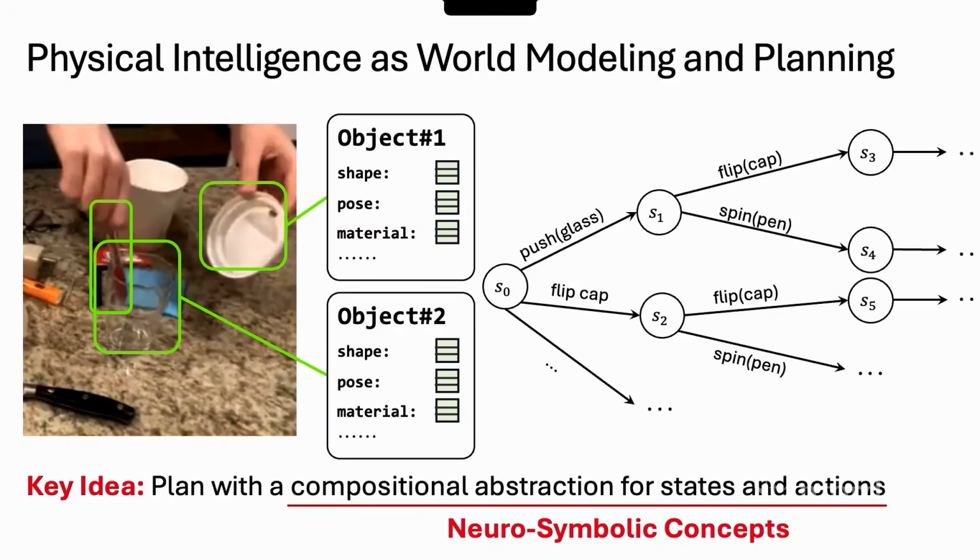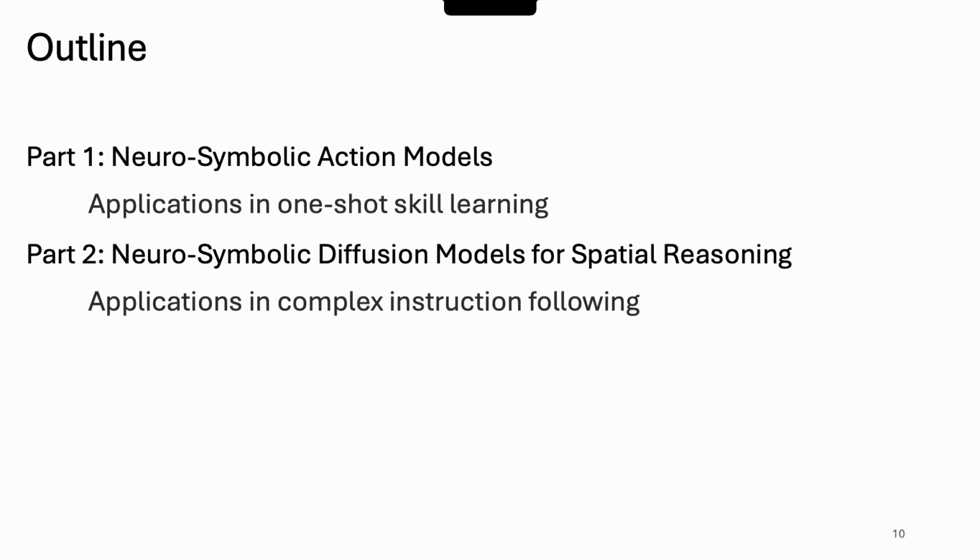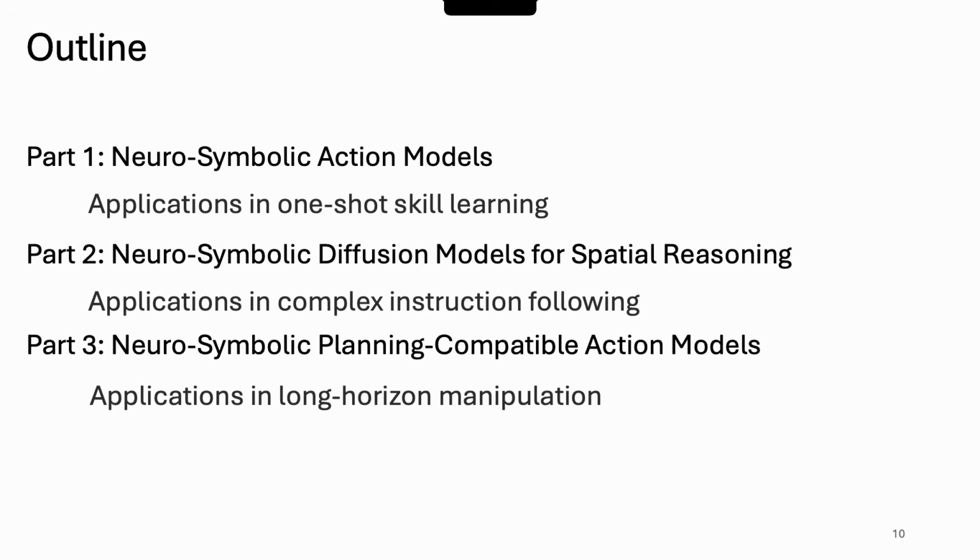So, all of this is a bit abstract, but now I'm going to talk to you about the details and the more technical contents. The entire talk is outlined as follows. I'm going to first introduce some basic ideas of neuro-symbolic action models with applications in one-shot skill learning. And then we're going to add more reasoning into it, in the language space and about spatial reasoning, with applications in more complex instruction following. And then finally, we're going to talk about how we can build neuro-symbolic planning-compatible action models with applications in long horizon planning. So now let's get into the first part.